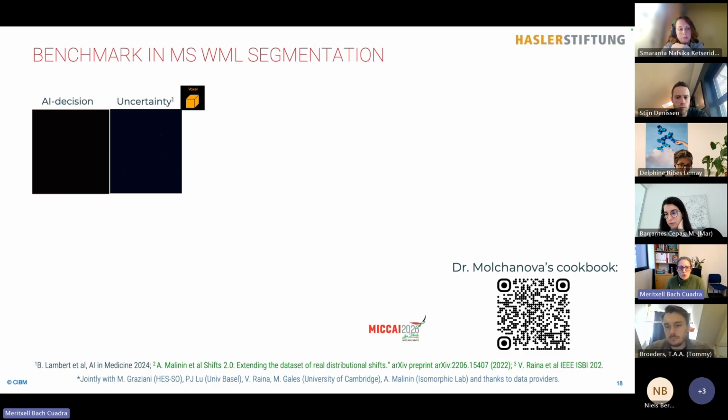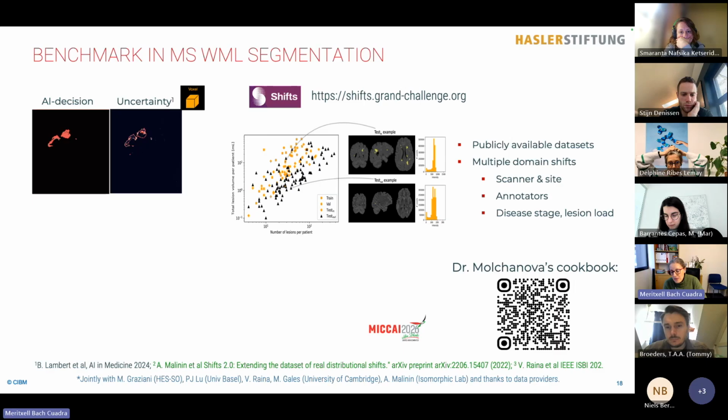In the MS community, in the context of lesion segmentation, we really wanted to standardize this and set up a benchmark that could help evaluate uncertainty quantification metrics. So we gathered different publicly available datasets corresponding to different domain shifts: different scanners, different sites, different annotations, different disease stages. We created a training, a validation, an in-domain test and an out-of-domain test setting, and we launched this scientific challenge.